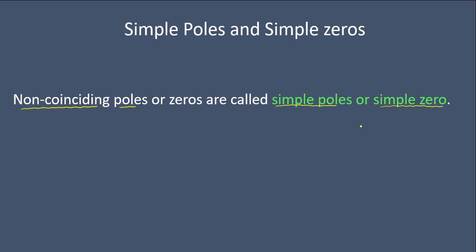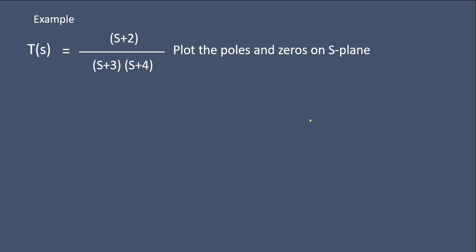Now let us see an example of this type. Now I have a transfer function T of S and it is given by S plus 2 upon S plus 3 into S plus 4. We have to plot the poles and zeros on the S plane. So first, let us find the zeros in the transfer function.